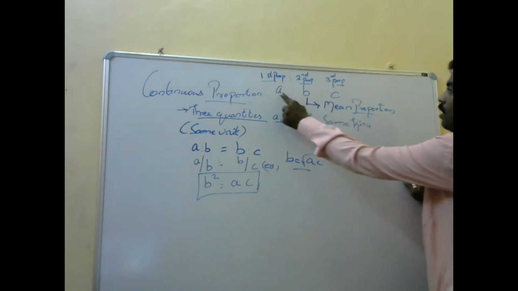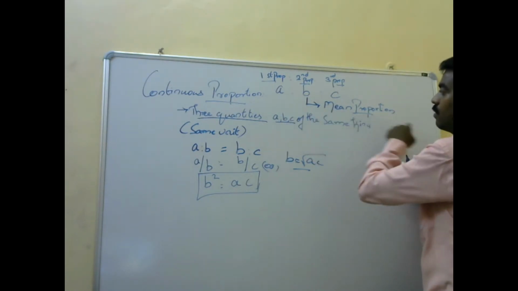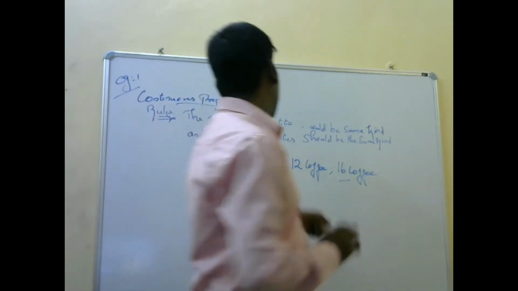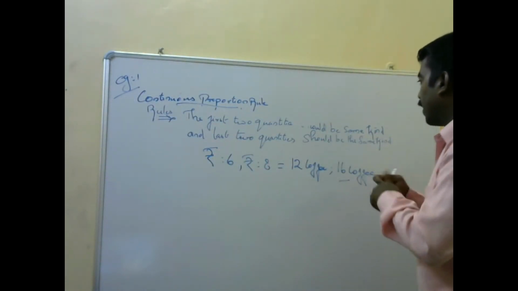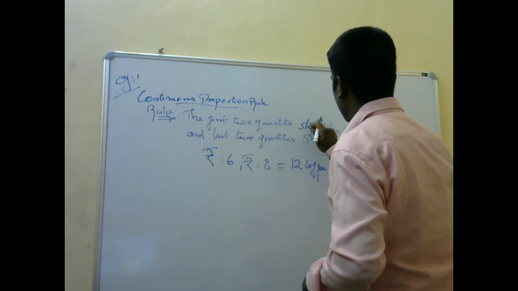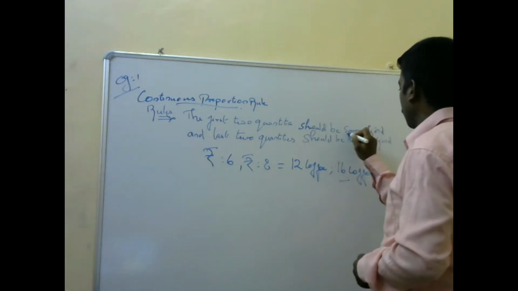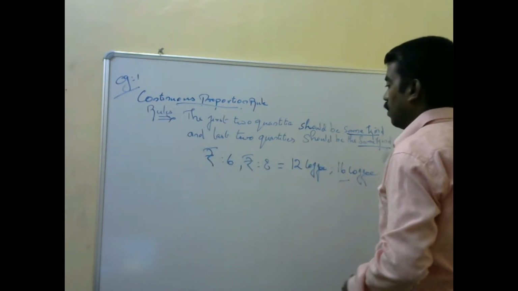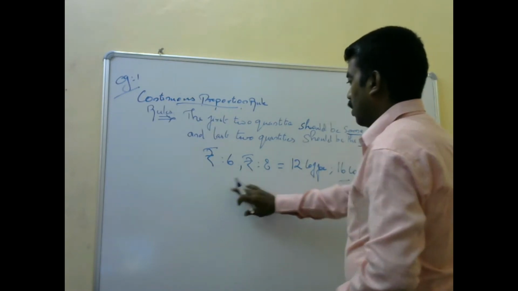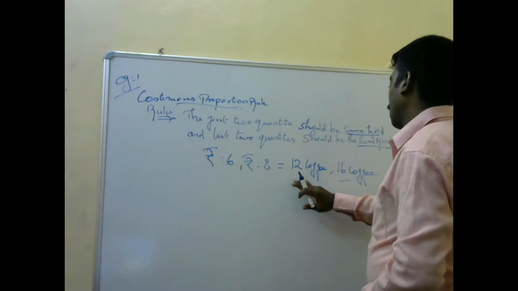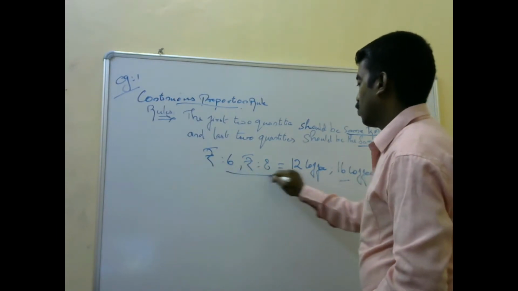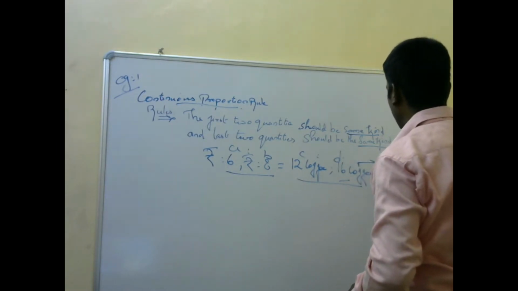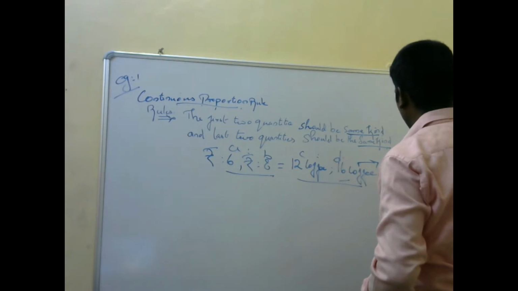Please note it. Try to know this step, then only you can understand what continuous proportion is. What is the continuous proportion rule? The first two quantities should be of the same kind, and the last two quantities should be of the same kind. So everything should be the same. For example, rupees 6, rupees 8, 12 coffees, 16 coffees. See, these two are the same and these two are the same. These are said to be continuous proportion. Please note this down.